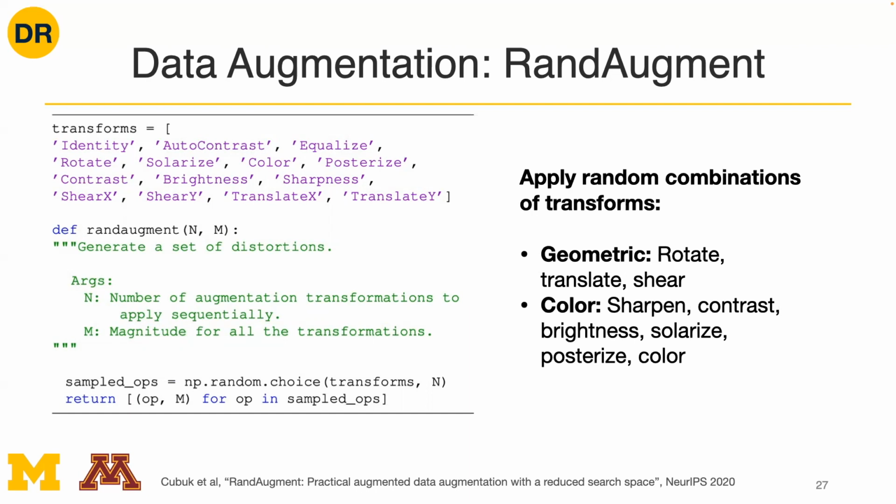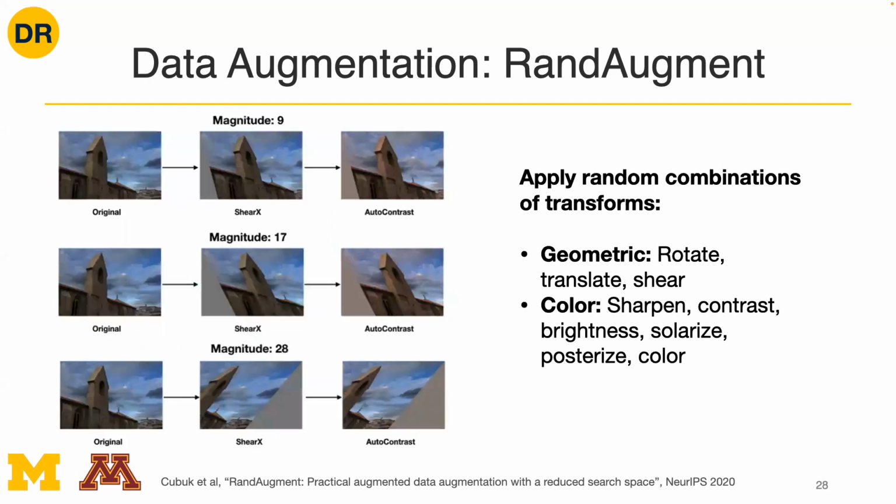They proposed a set of geometric transforms. You could rotate images, translate, shear the image, and also affect the color statistics. You could sharpen, change the contrast, change the brightness, change the color. And it would do this in a composed fashion. What this might look like is you pick a magnitude, or how extreme you want each of these transforms to be applied. And then it would go through, maybe first do a shearing transform and then affect the contrast.